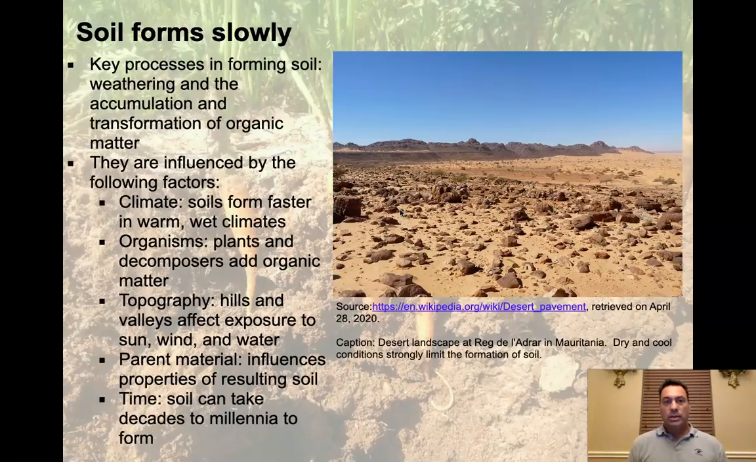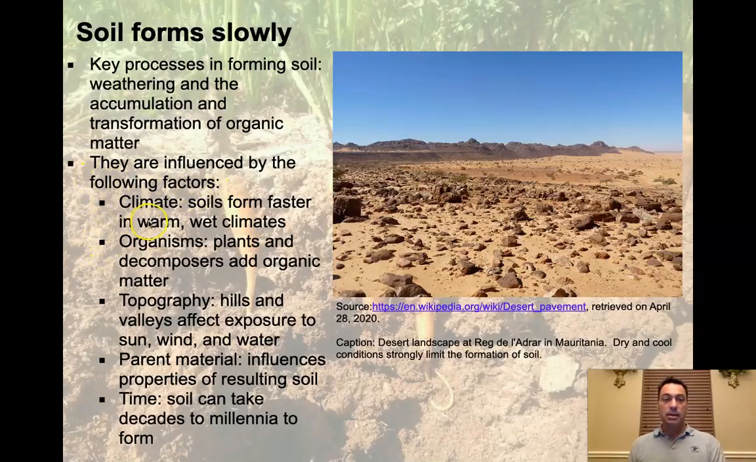All right, so let's talk about some of these key processes, because it turns out when you go to one location, the soils are very different than they are in a different location. And it's because of the combination of those things. But it's not just simply the combination of those things. It turns out there's a couple of other influencing factors. So we got weathering and accumulation and transformation of organic matter. We just talked about that on the previous slide. They're influenced by the following factors.